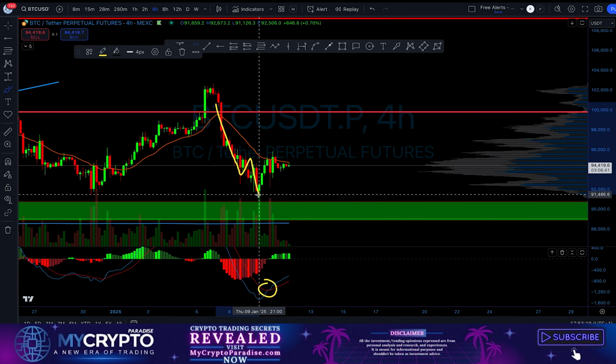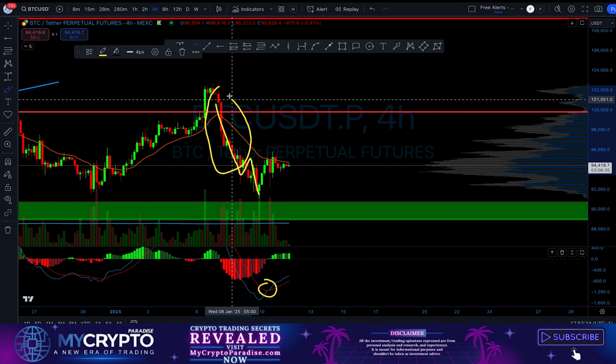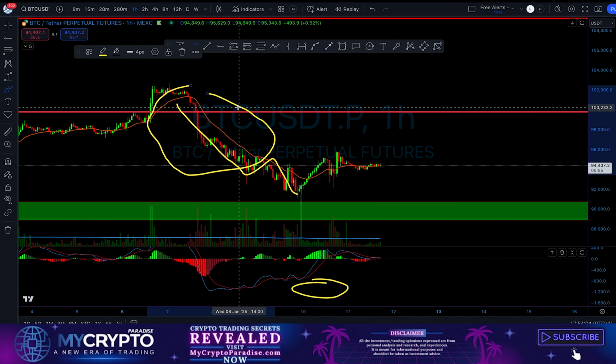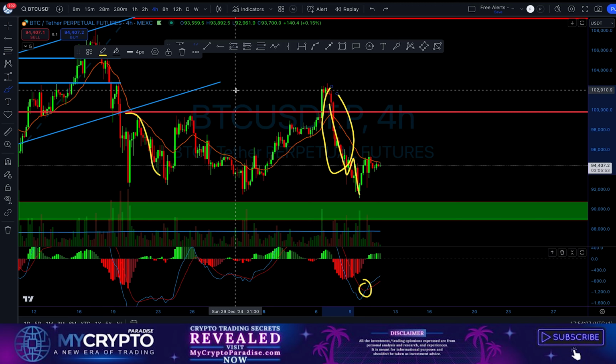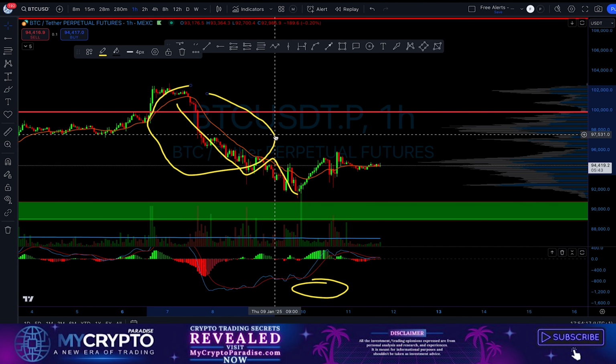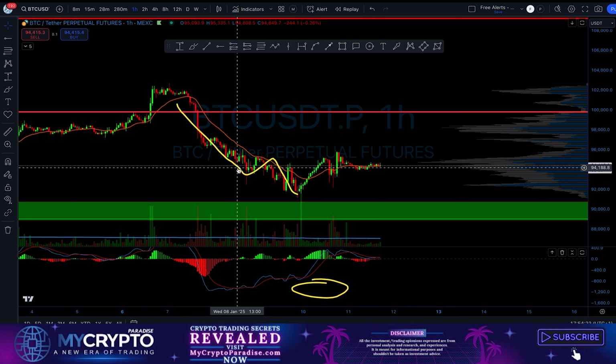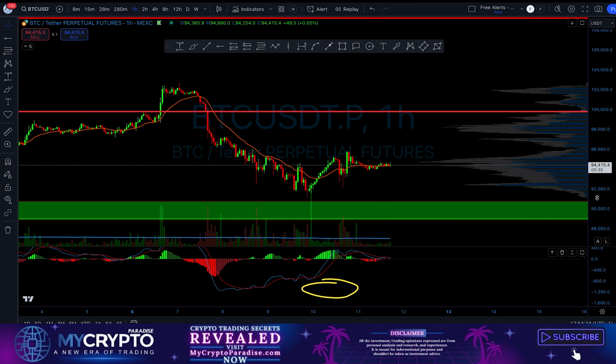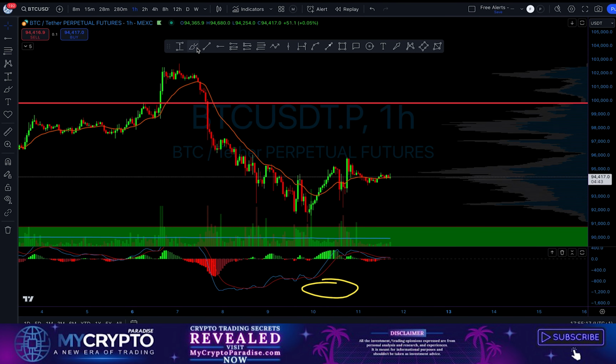A, B, C, right? This is an impulse that we can confirm even shifting to a lower time frame, on a 1 hour time frame. We can actually see the subwaves more clearly of this A wave. So this A wave should, if analyzed correctly, be able to be subdivided into 5 subwaves. So let's calculate with me.